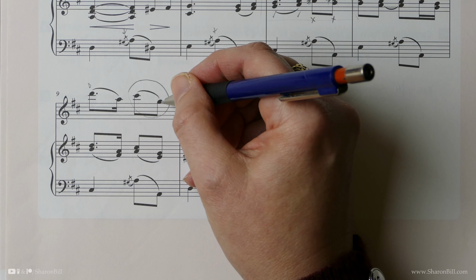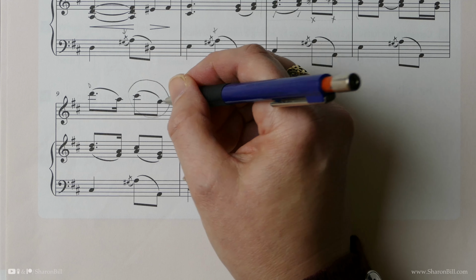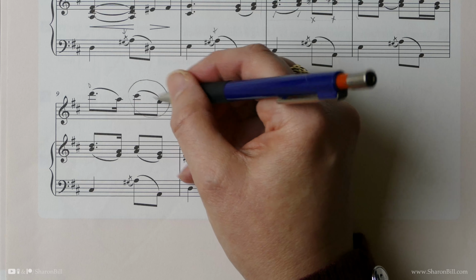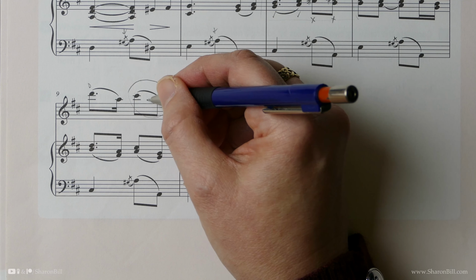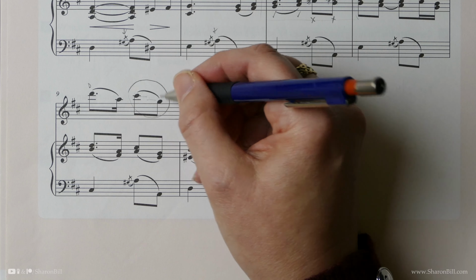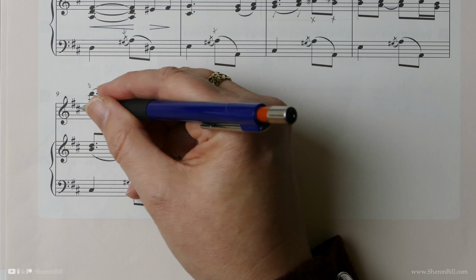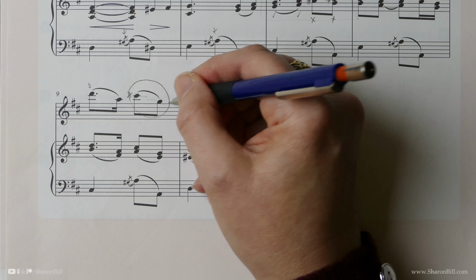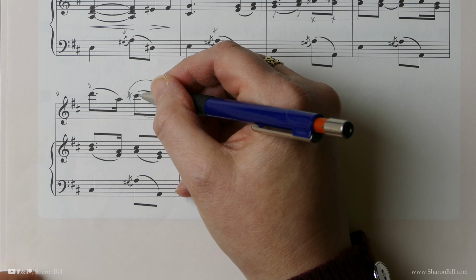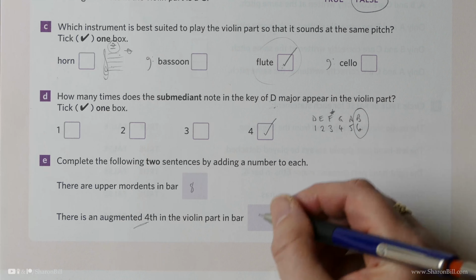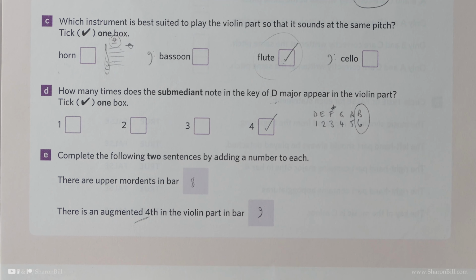We know that G to C, we always count the lowest note, remember, regardless of what order it comes in. So G, A, B, C: 1, 2, 3, 4. However, it's to C sharp because of your key signature. So G to C natural will be perfect. G to C sharp is augmented. So there it is in bar 9. And that's completed that exercise 3 of Music in Context.